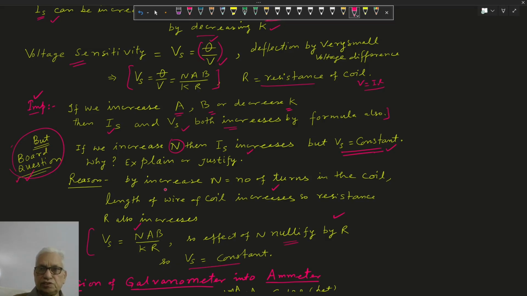That's why there is no change in the voltage sensitivity. Even if current sensitivity increases, there is no change in the voltage sensitivity. ये N के केस में होगा, नंबर ऑफ टर्न्स इंक्रीज करने पर, बाकी के लिए तो दोनों इंक्रीज होते हैं. So this is the reason we can justify it. We can explain that by increasing N, current sensitivity increases but voltage sensitivity there is no change.